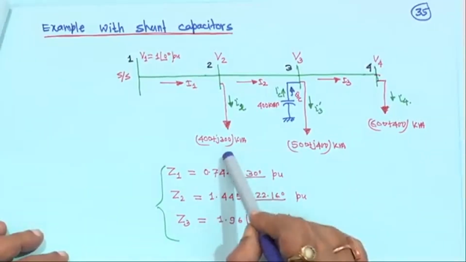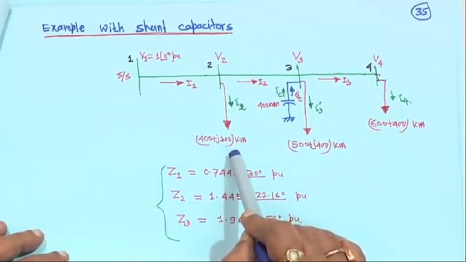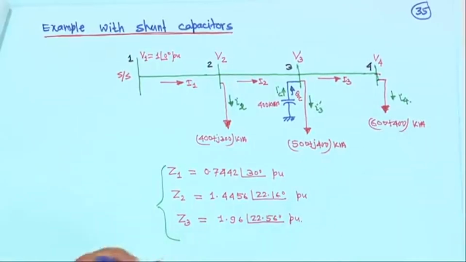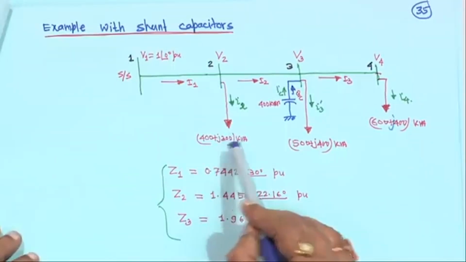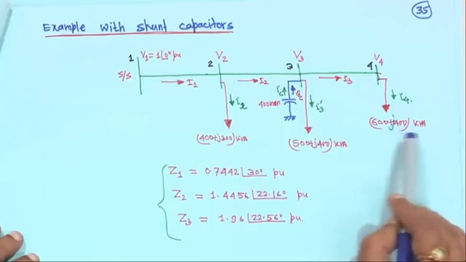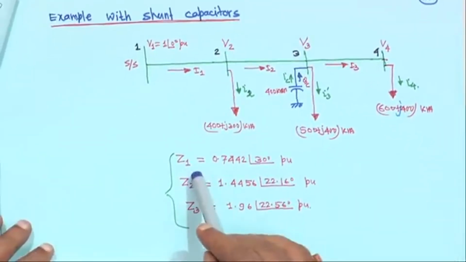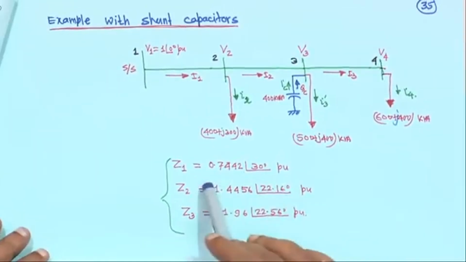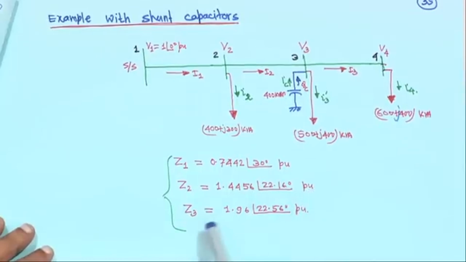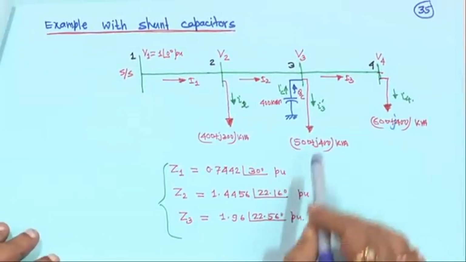Therefore, these loads are already given, this is 400 plus J 300 kVA, this is 500 plus J 400 kVA, and this is 600 plus J, I have missed, here it is J 400 kVA, right. That is 400 kilowatt, 300 kilovar, 500 kilowatt, 400 kilovar, 600 kilowatt and 400 kilovar. When you put every 2 things in bracket, they are in kVA, and this impedance is also the same, it is in per unit, right. Z1 is 0.7442 angle 30 degree per unit, Z2 is equal to 1.4456 angle 22.16 degree per unit, and Z3 is equal to 1.96 angle 22.56 degree per unit, the same impedance, and a capacitor is connected.